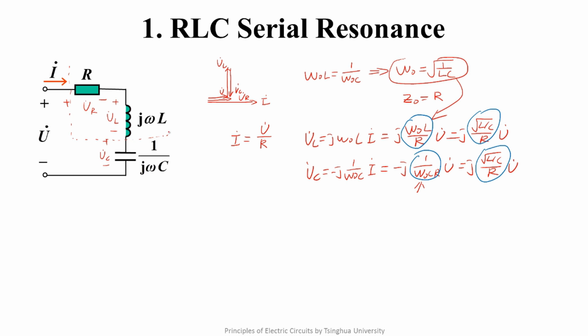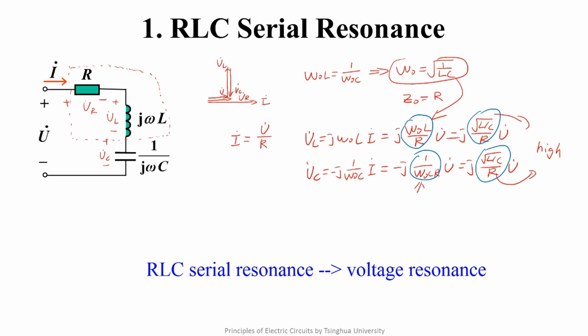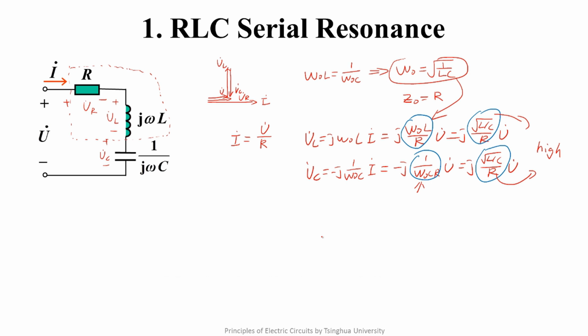If this is the parasitic resistor of the inductor, its resistance will be very small. In this condition, the energy storage elements will get high voltages. In other words, the energy storage elements in series RLC resonance may have higher voltages than the port. So RLC series resonance is also called the voltage resonance.